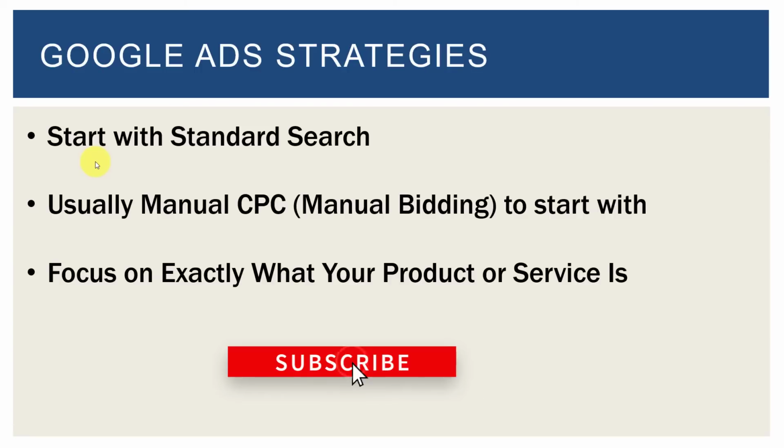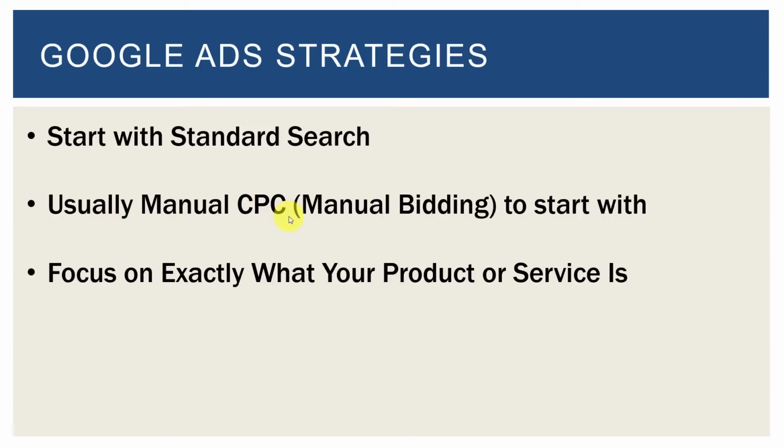So the key thing is to start with a standard search campaign, just the basic search campaign. You'll usually do manual CPC or manual bidding to start with. Google does have automated bidding, but you'll find even in Google's own documentation, they need a substantial amount of conversions to come through regularly for it to figure out maximize conversions bidding. It's trying to get the most amount of conversions possible, but the system learns it has to spend a lot of money, get a lot of clicks, and consistently get conversions. Otherwise, the automation won't even work.